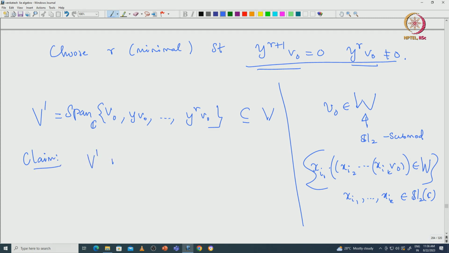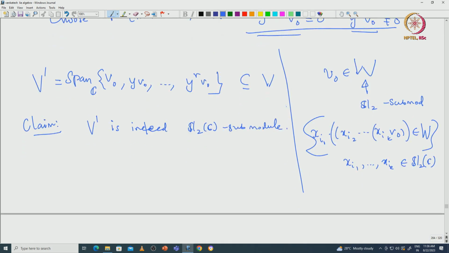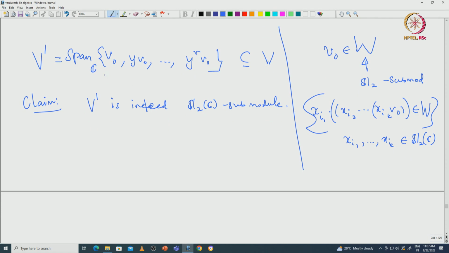So, our claim is that V dash is indeed an SL2C submodule. If it is an SL2 submodule, then because V is irreducible, that forces V to be equal to this V dash. That is why we are establishing the submodule generated by V naught, and then we are trying to see what we get. So, this is a very explicit basis that we are establishing using this construction.